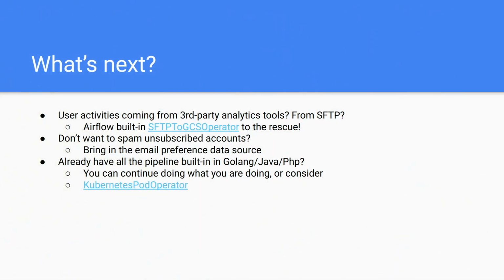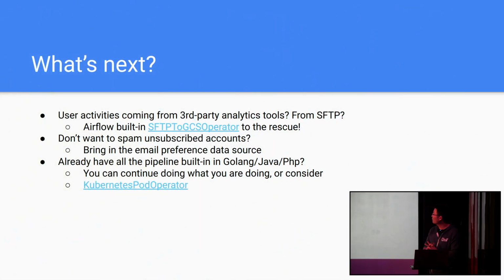So yeah, what's next? Like what I mentioned before, this pipeline is kind of easy compared to the real-life one. In the real-life one, like what I said, the tracking information could come from SFTP, from Adobe, they tend to do that. And from here, you can find the built-in operator, meaning you don't need to actually create it yourself. And also, like what I said, we should bring in email preference data so that you don't overspam people.